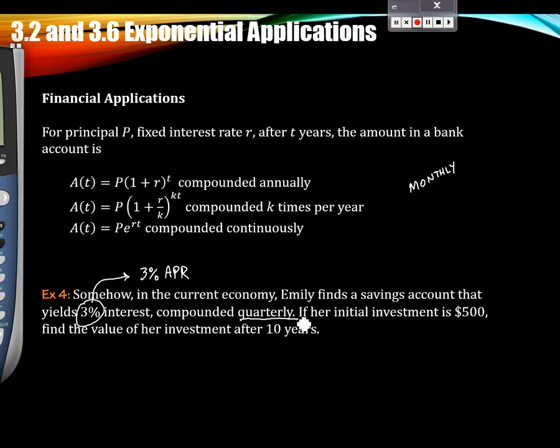Why does that make sense then that in this second formula we have a divided by k? If it's quarterly, we're dividing by 4, or if it's monthly, we're dividing by 12. And then up in the exponent, you get to multiply by that number too, don't you? Because if you're going to do it 4 times as often, then up in the exponent, you're going to multiply by 4 as well.